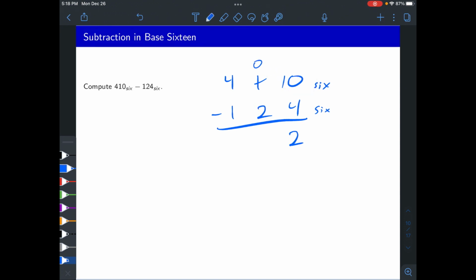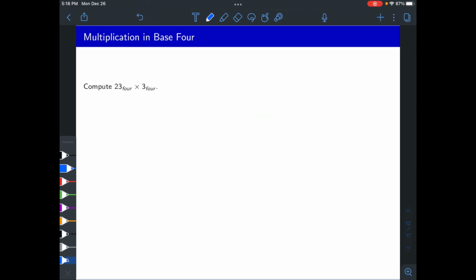0, take away 2, I need to borrow, so let's borrow here. Now I have 10 base 6, take away 2 base 6. So 1 group of 6 minus 2 leaves me with 4 groups of 1. 3 groups of 1 minus 1 group of 1 is 2. Okay.